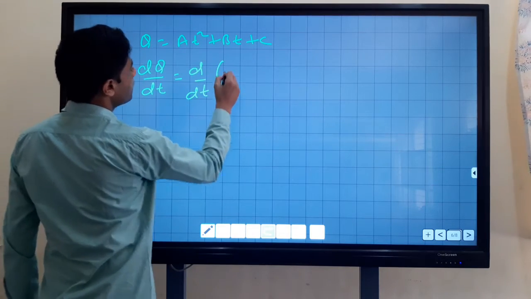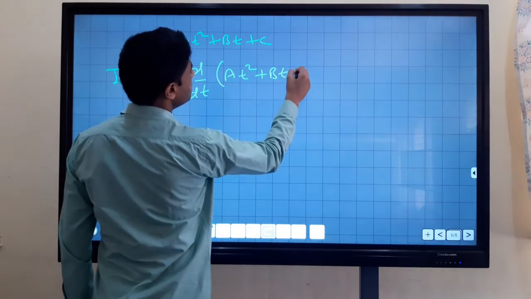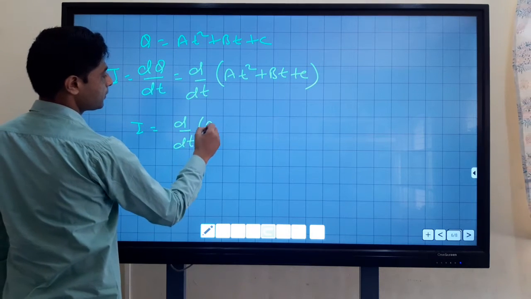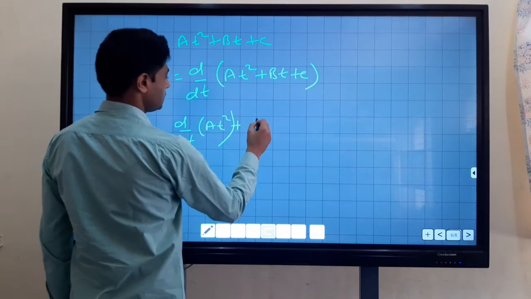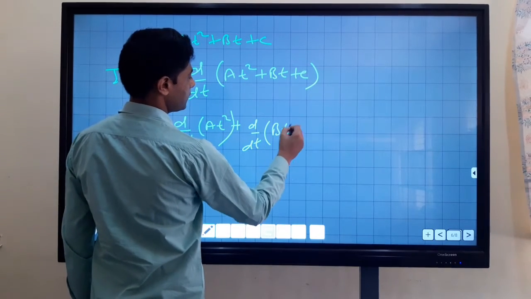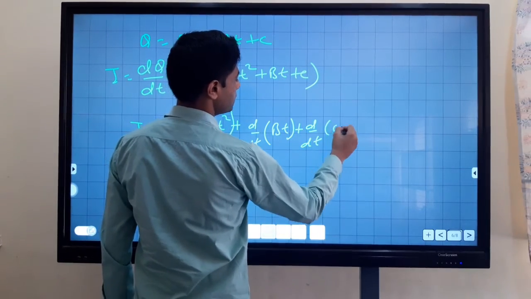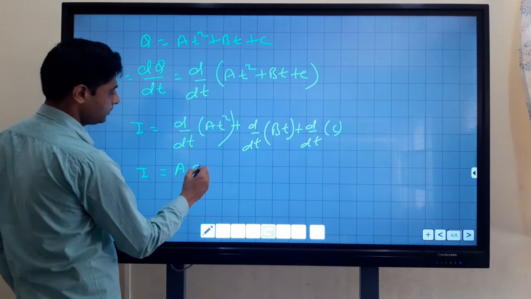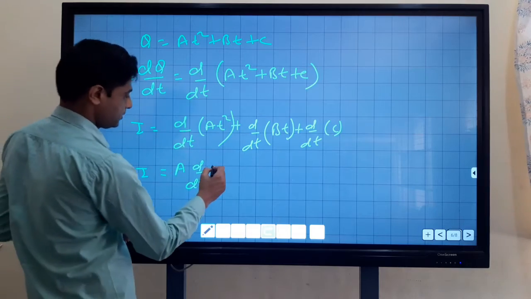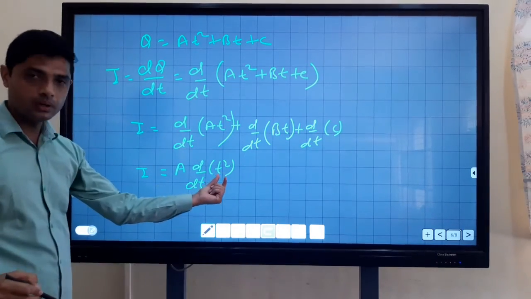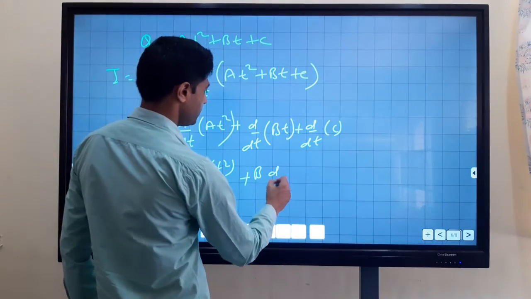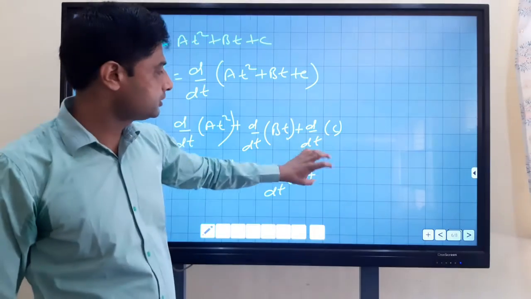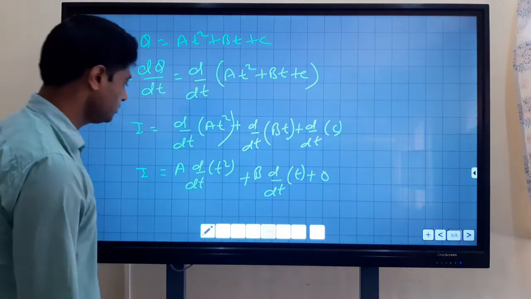So I equals d upon dt of A t square plus B t plus C, that is d upon dt of A t square plus d upon dt of B t plus d upon dt of C. A is constant, so A comes in front of the derivative of t square, and C is constant, and the differentiation of a constant is 0.